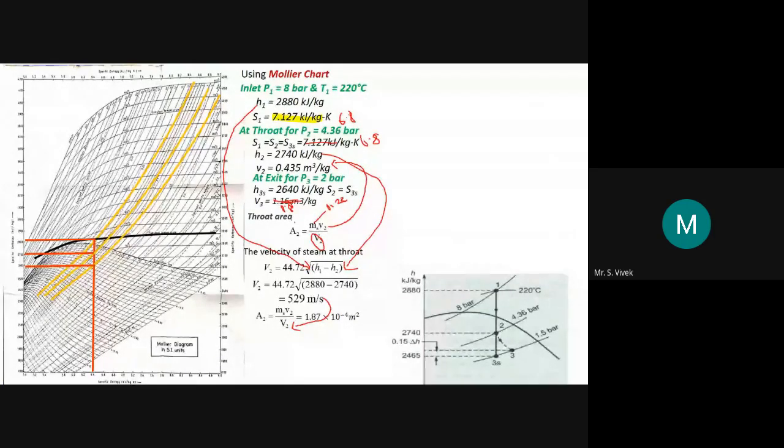Only one or two people are interacting; the others can also interact, right? Sir, I am getting 1.72 into 10 to the power minus 4. Super. I'm getting 1.87, you are getting 1.72. Okay, for me 1.87, sir. Okay, super. We are getting the exact value.